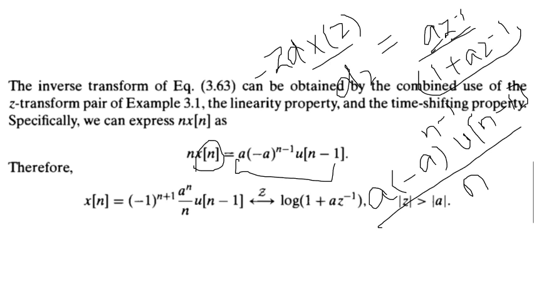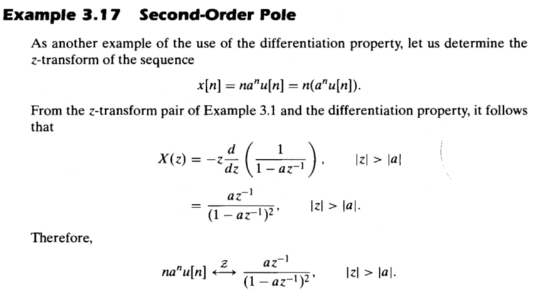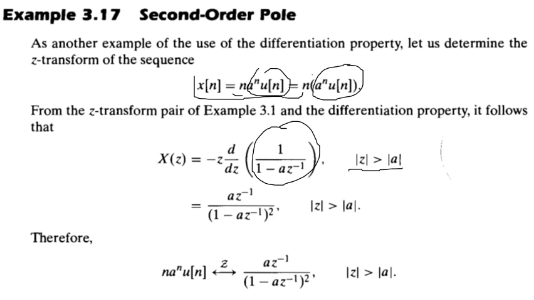Let's see another example of the differentiation property. Suppose we have a sequence x[n] equal to n times a raised to the power n u[n]. We know the z transform of a raised to the power n u[n], but we don't know the z transform of n times a raised to the power n u[n]. The z transform of a^n u[n] is 1 divided by 1 minus a z inverse, with this region of convergence. To compensate for n, we take the derivative and multiply it by minus z.